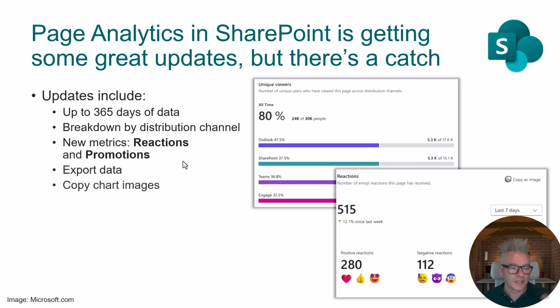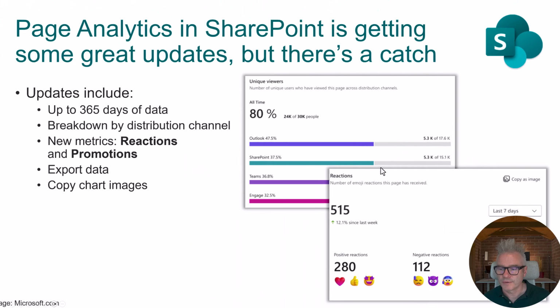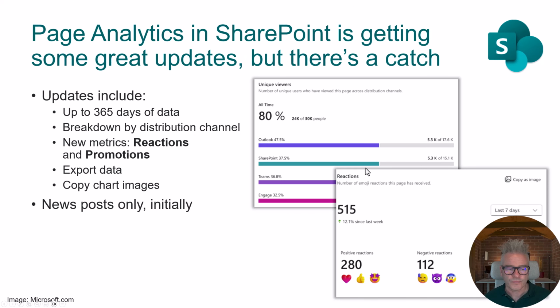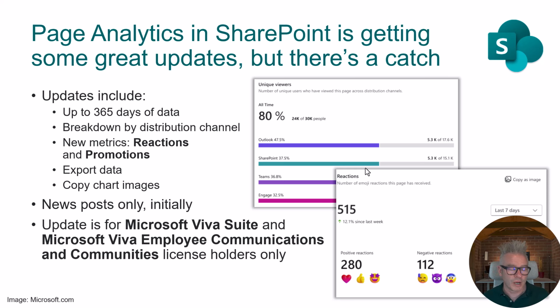You can export data easily, or there's the option to copy the charts. Look at this actually. Copy as image. It's super easy. New posts only initially, but it looks like it will be retrofitted. But this is for people who've got a license for the Microsoft Viva Suite and the Microsoft Viva Employee Communications and Communities license. Anyway, it'd be great to see this rolled out a bit more, because it gets harder and harder to know who can access what.